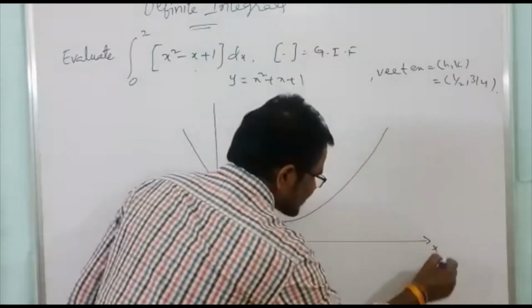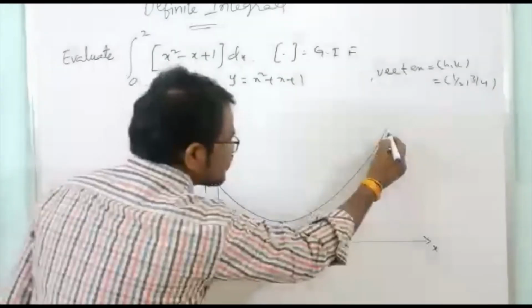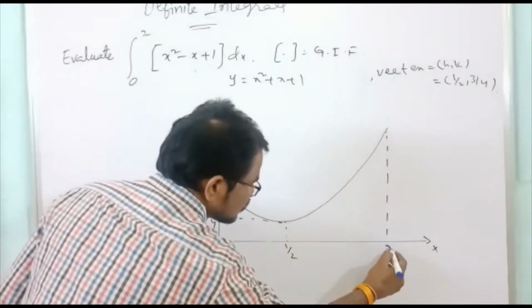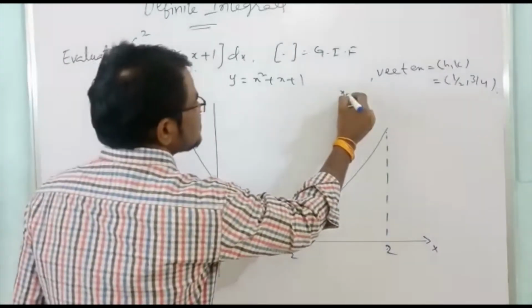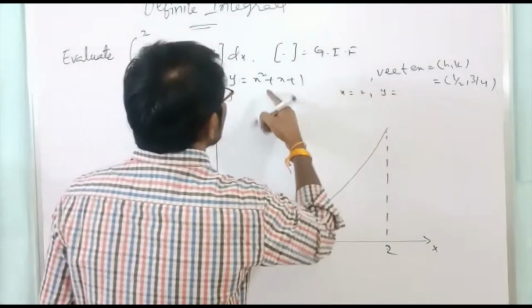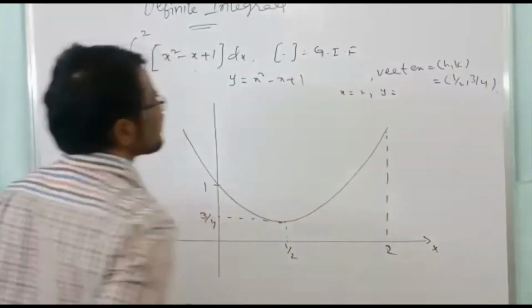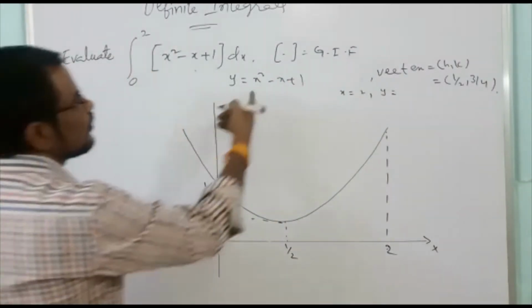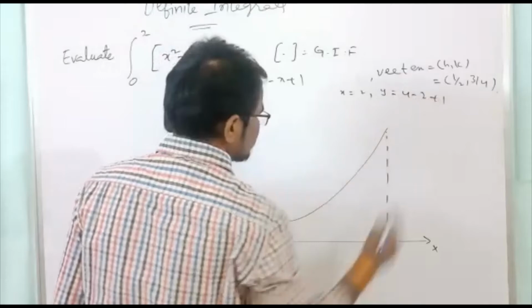Now it has the x-axis, and we have to find from 0 to 2. If x equals 2, y equals 4 minus 2 plus 1, which means 3.